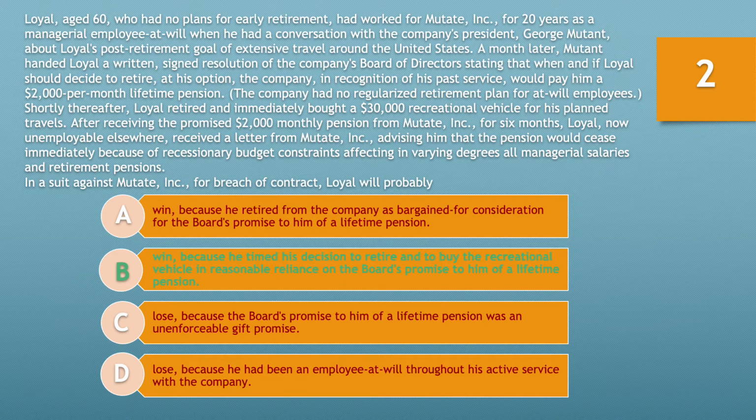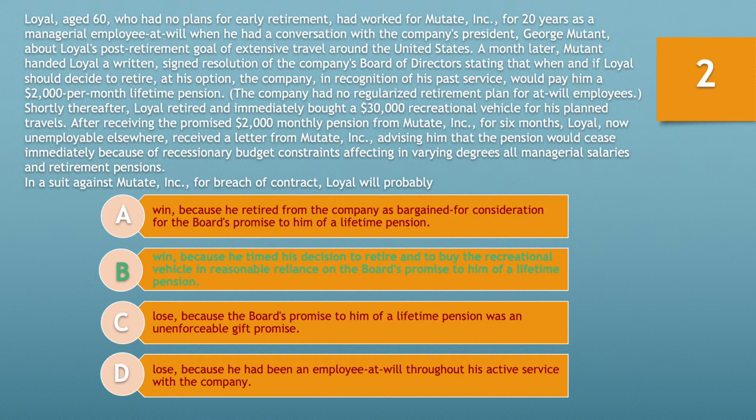Let's look at the other options. A. Win because he retired from the company as bargained for consideration for the board's promise to him of a lifetime pension. This is, in essence, the most incorrect answer that you could choose here. The reason for it is that, remember, the prior work and the prior commitment are not consideration for this new agreement. This is work that has already happened. This is, in essence, a gift.